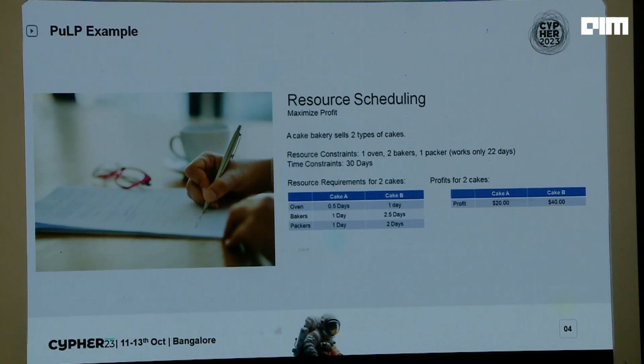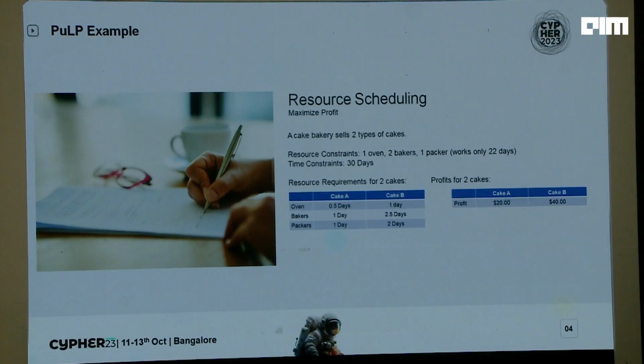And then these are my profit ratios. Obviously, when you prepare cake B, which requires more resources, it gives you more profit as well. But the other one, where you take half of the resources, gives you a smaller profit, and the numbers are also double of each other.